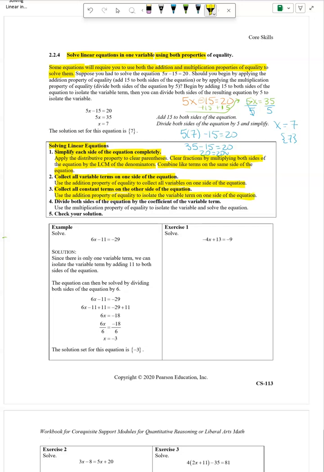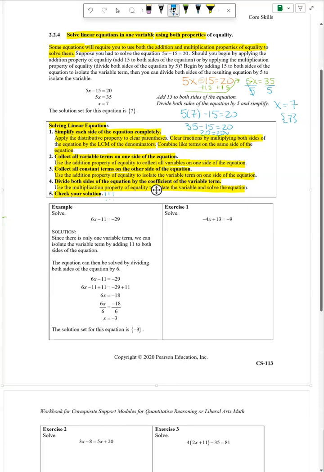I'm not going to read all that; you've got that. Divide both sides of the equation by the coefficient of the variable term, and that's where we use our multiplication property. And then check your solution. This is so important. Always do that. Get in the habit of it because it's important later on.